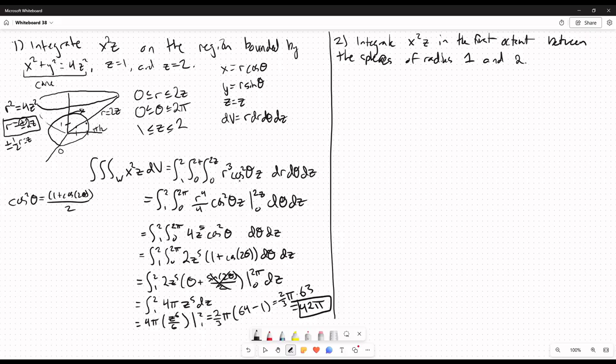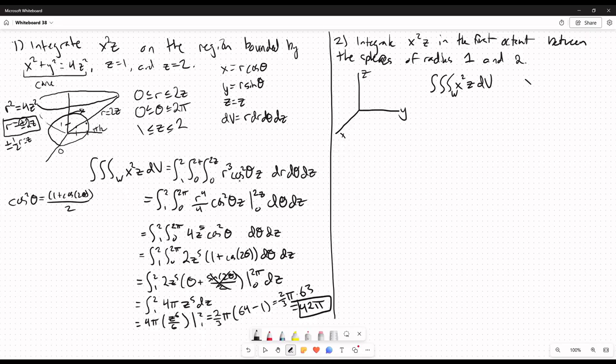With that, let's move on to spherical coordinates, which at least is a little bit easier to interpret what this is going to look like. So I'm going to go ahead and draw my axes. I'm not going to attempt to draw this region because I'm not great at drawing spheres, but I'm going to keep this up here for when I'm talking about my rho, my phi, and my theta. So I want to integrate x squared z over this region in the first octant between spheres of radius 1 and 2, and I want to integrate that in spherical coordinates.